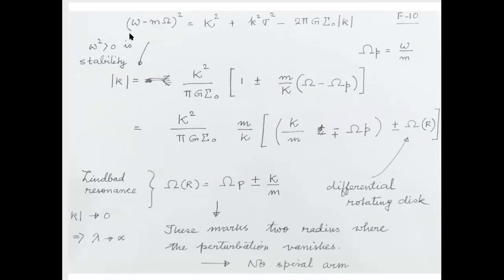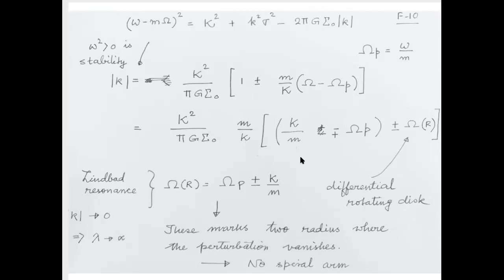So what I do is, first I try to rearrange this, write omega by m as omega p here, and then find out what is mod k in terms of the other things. So I get this. This is just the same equation written in a different way. Here omega and m are replaced with omega p. And I can again do a little bit of algebra. So I take m by k common, and I get this expression.